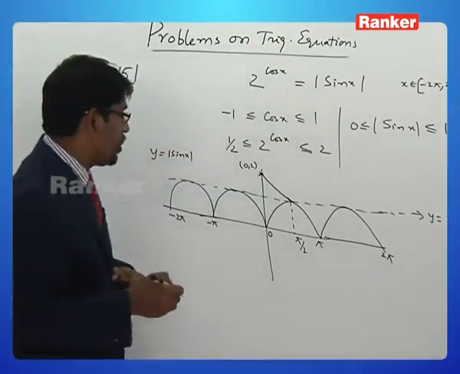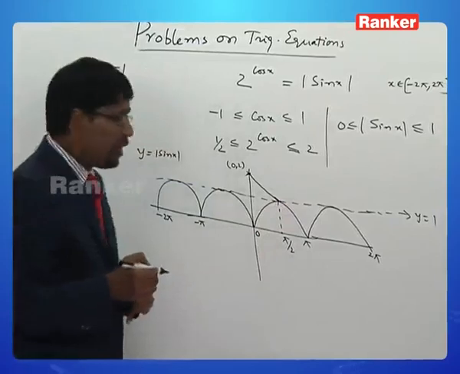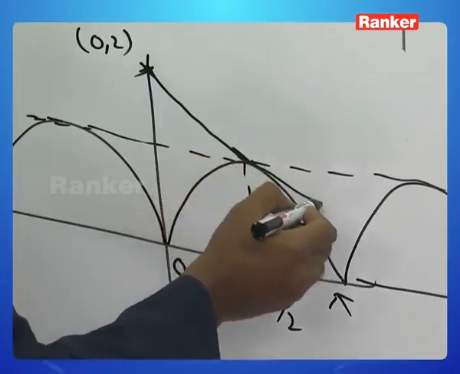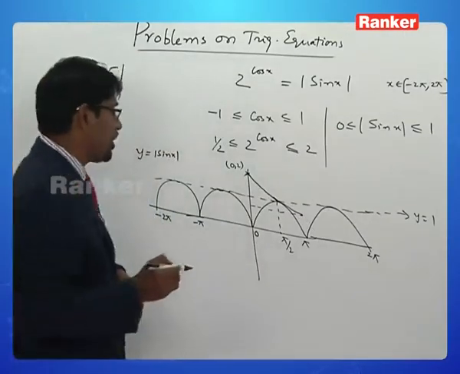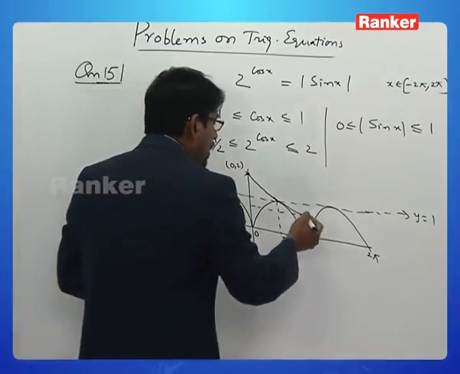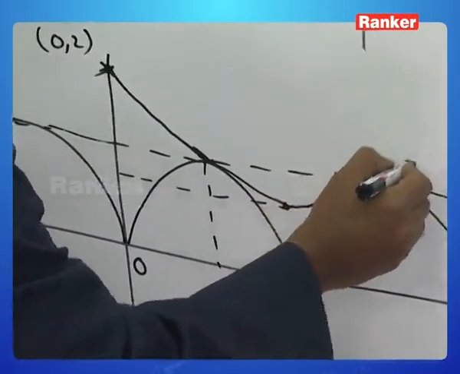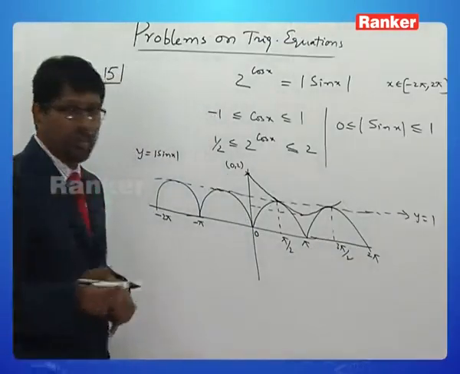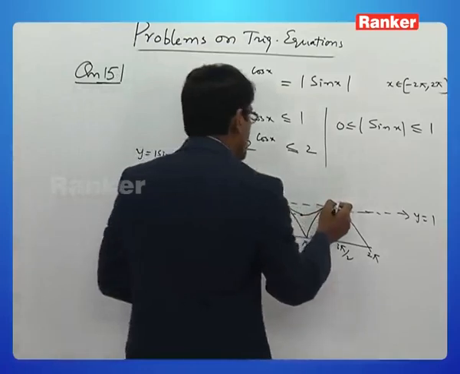Again, when x is equal to pi, it will go to 1 by 2. It will go to 1 by 2, so it comes like this. Then it will move up from here and again touch at 3 pi by 2. At 3 pi by 2, again we have 2 power 0, and that becomes 1 there. It moves up.